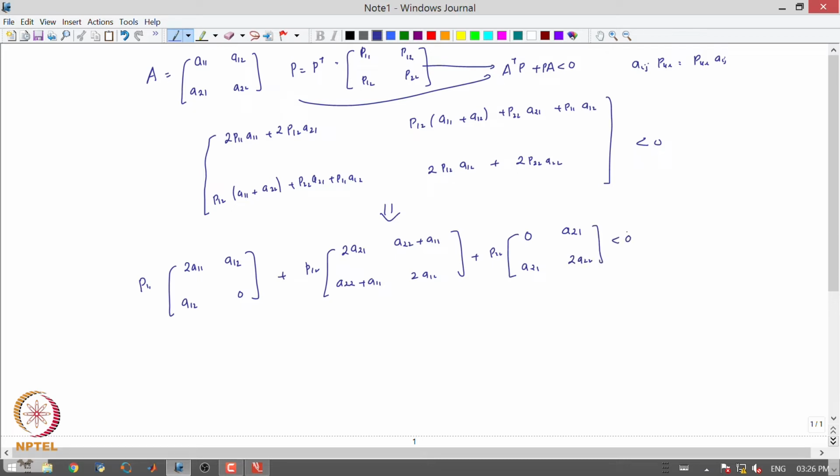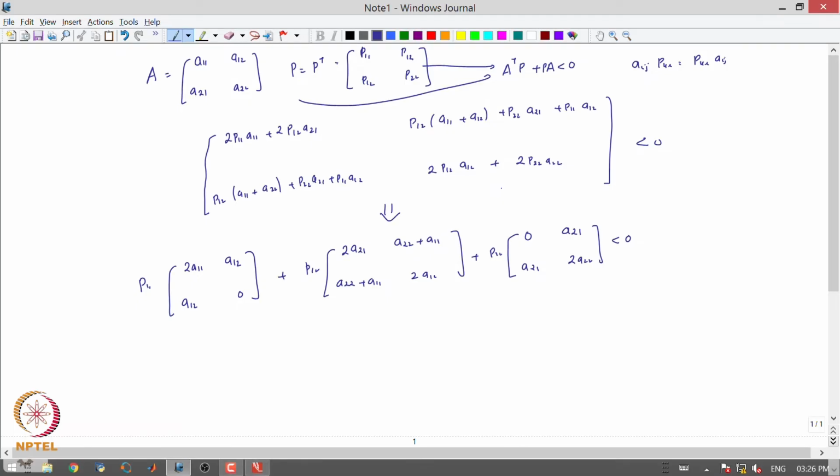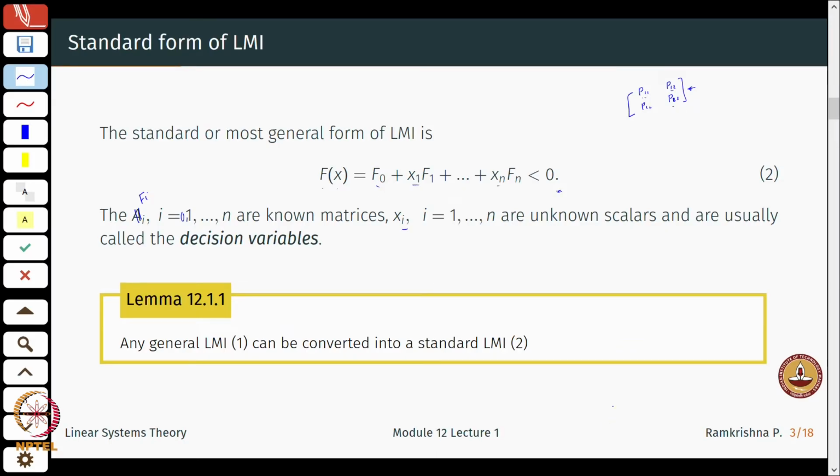Okay. So, I converted this LMI into what I call a standard form in these unknowns X1 F1, X2 F2 and X3 F3. So, this is X1 F1, X2 F2, X3 F3, and then F0 is 0. Okay, so I will not do a general proof, but the general proof will follow similar arguments. I'm just keeping things a little simple for the moment.